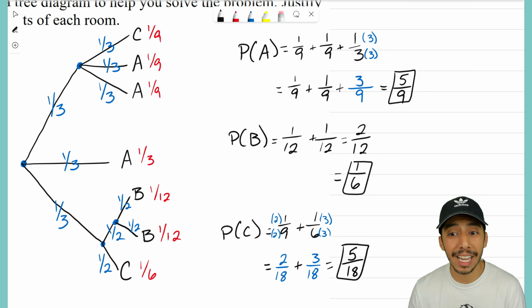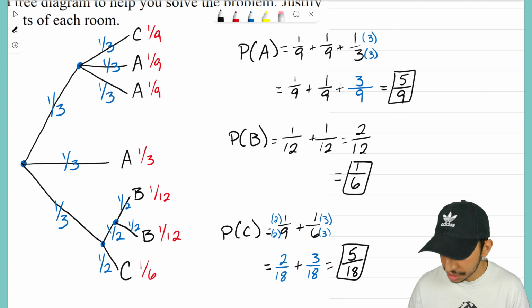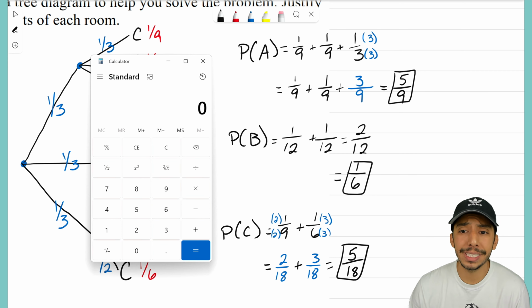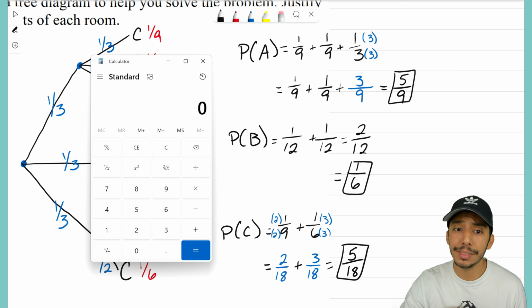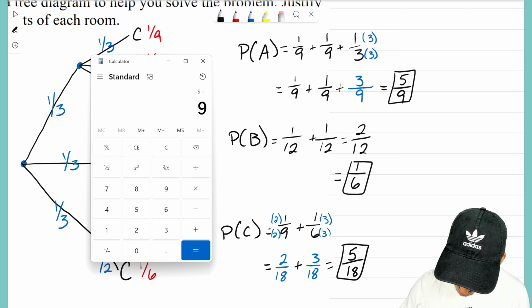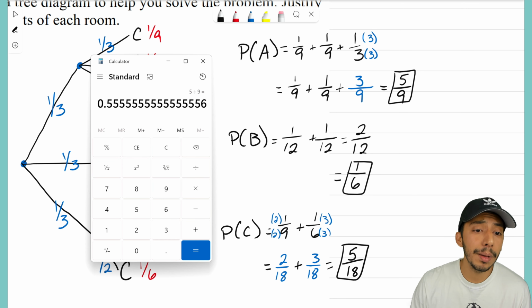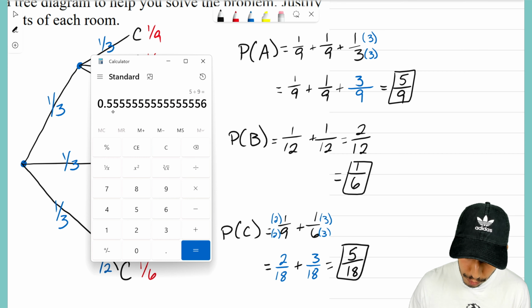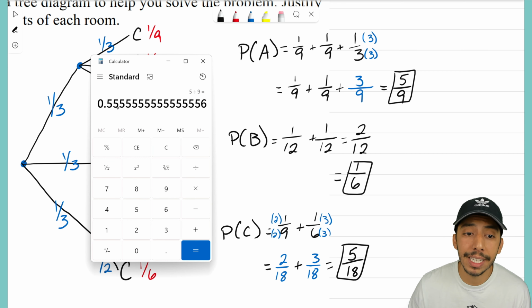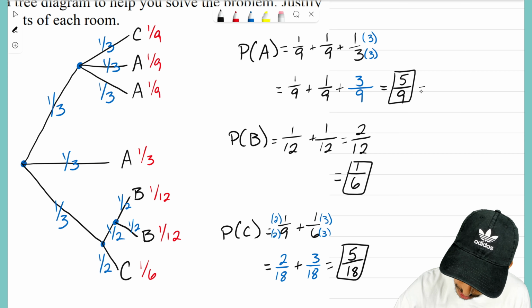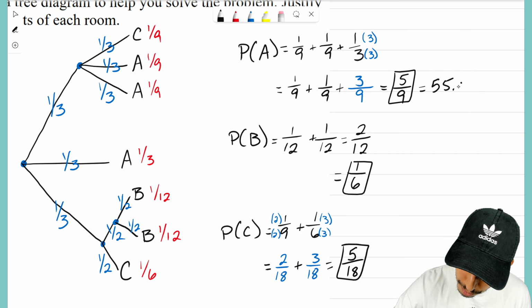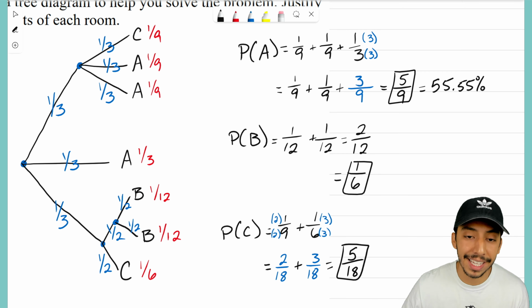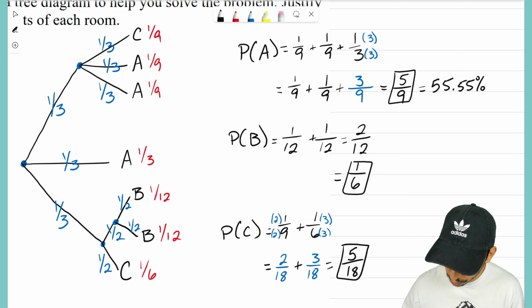So to actually figure this out, let's change these fractions into percentages. To change a fraction into a percentage, just take the top number and divide it by the bottom number. So I'll start with room A. Let's take 5 and divide it by 9. It ends up equaling 0.55555 repeating. We'll move the decimal over 2 spots to get our percentage. So this ends up equaling 55.55%. That is the probability for room A.